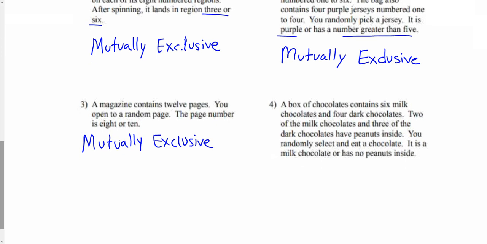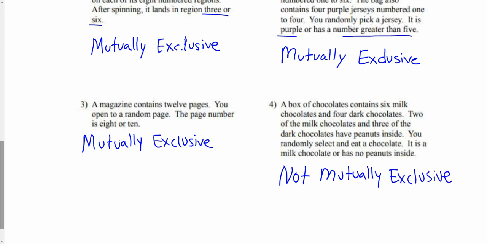Okay, here's another one. A box of chocolates contains 6 milk chocolate and 4 dark chocolate. 2 of the milk chocolates and 3 of the dark chocolates have peanuts inside. You randomly select and eat a chocolate. It is a milk chocolate or has no peanuts inside. Is it possible to get a milk chocolate with no peanuts inside? Yes. So that means this one, and this is weird, right? The answer to the question was yes, but we say it is not mutually exclusive.